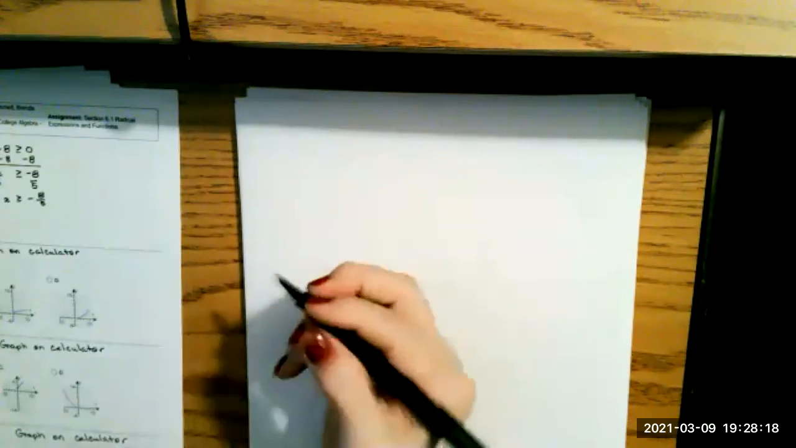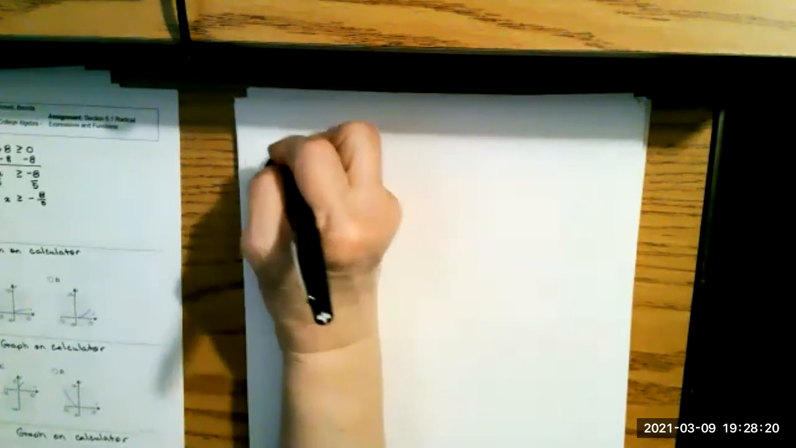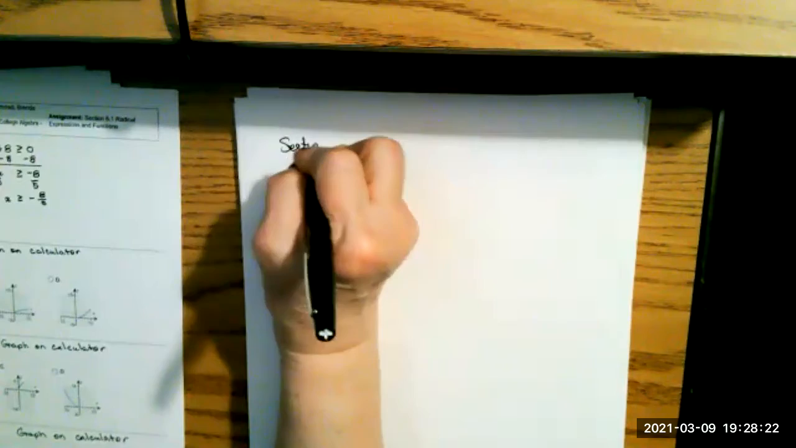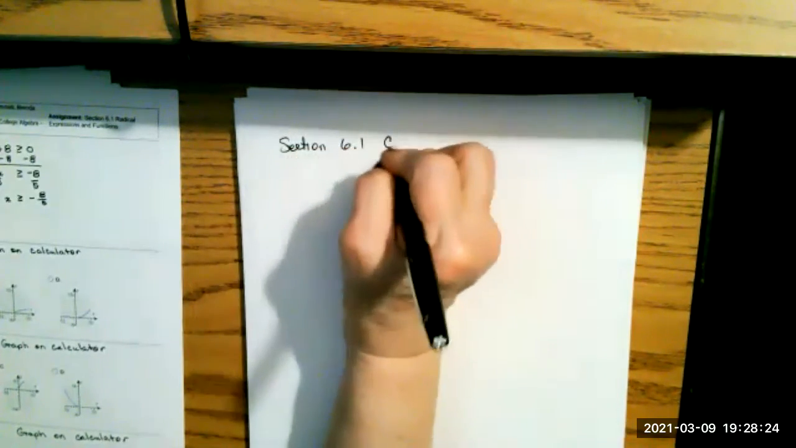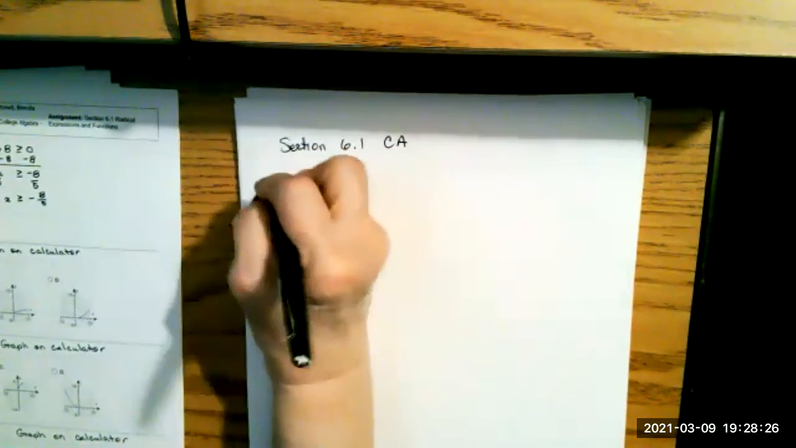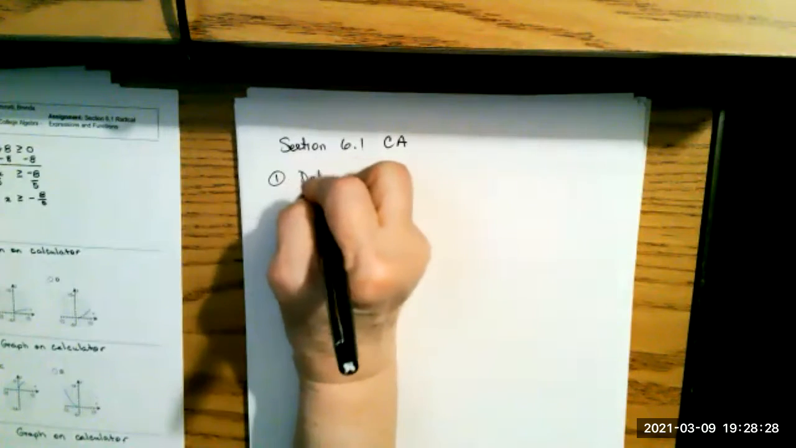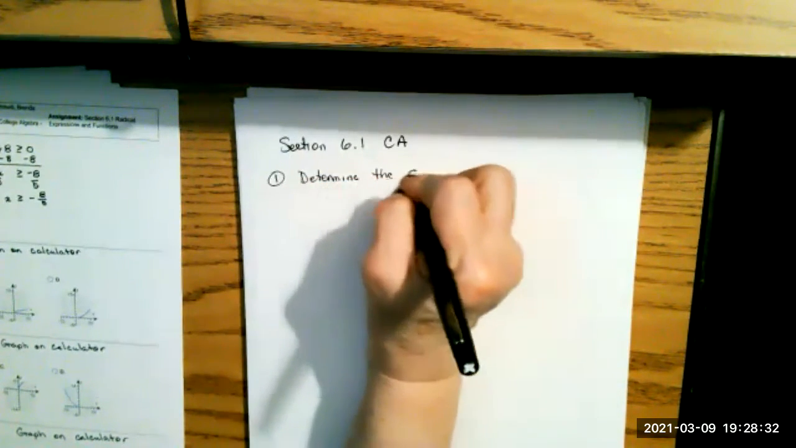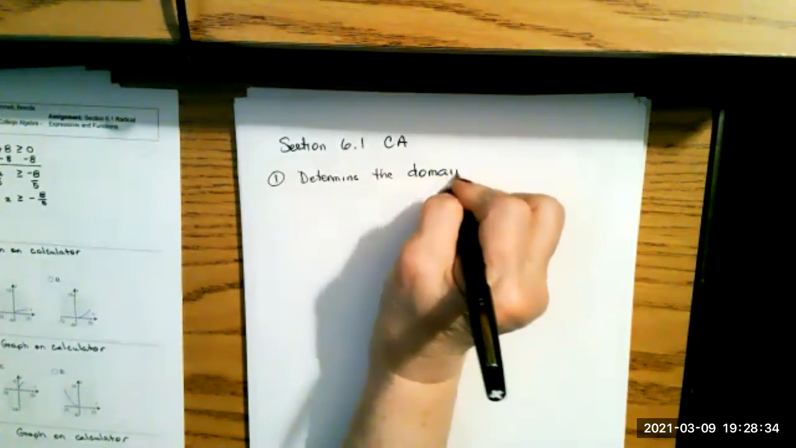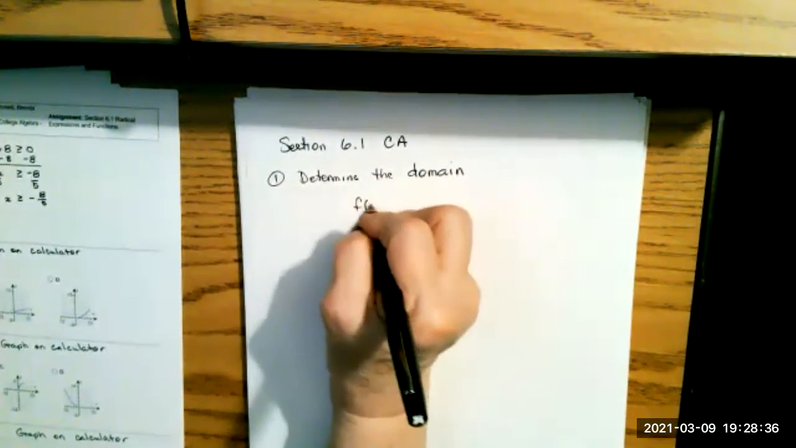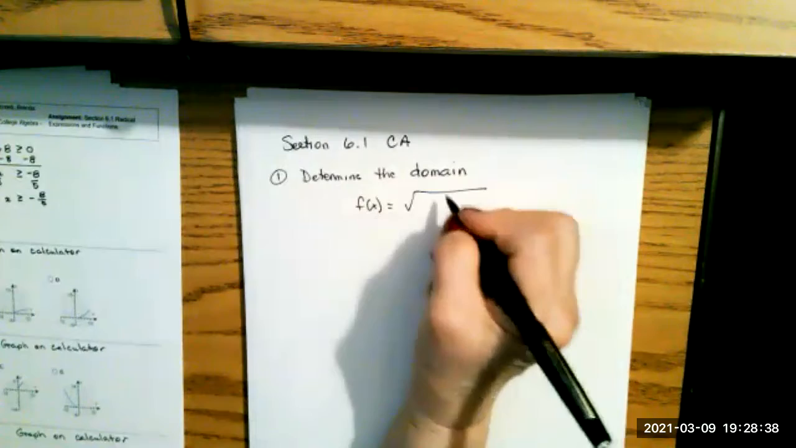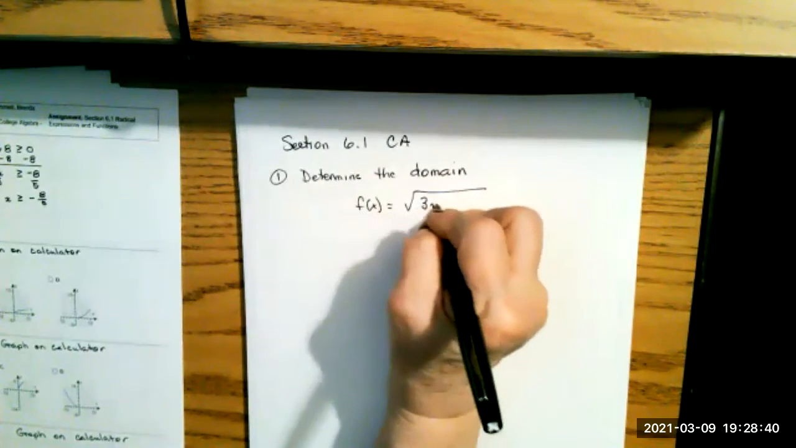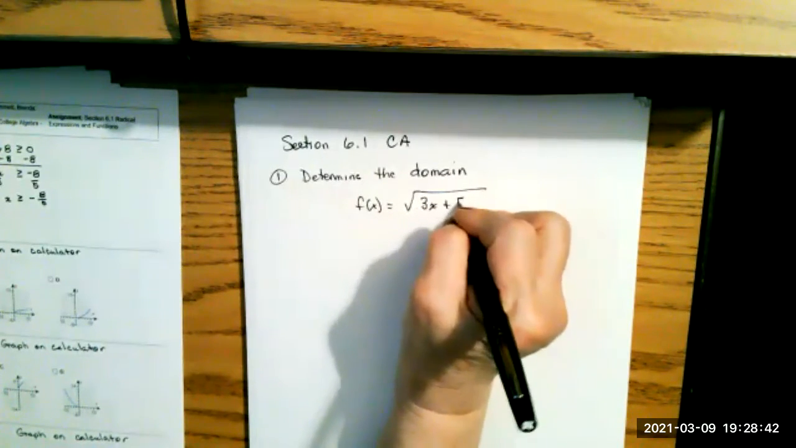Okay, this is 6.1, and it's from the college algebra section. Number 1 says determine the domain. And it says f of x equals the square root of 3x plus 5.